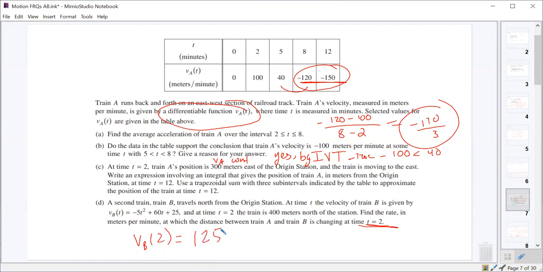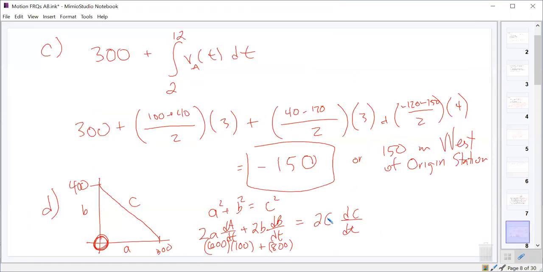V sub B of 2 ought to be 125, you guys agree with that? Yeah, 125? I hope that's right. I didn't do the arithmetic. What was C? They didn't tell us what C was, but if this is 300 and this is 400, that's just a 3, 4, 5 right triangle. So C equals 500 at t equals 2. So this equals 1,000 times the thing that we are looking for.